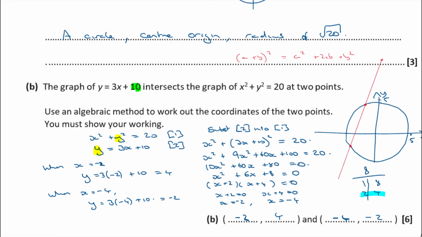So you can see actually one was above the axes and one was below the axes. So that point up there, look, is going to be the minus 2, 4, and this one down here is the minus 4, minus 2.